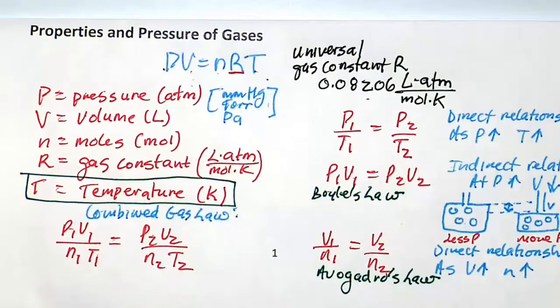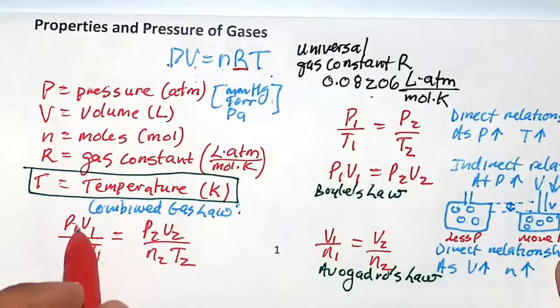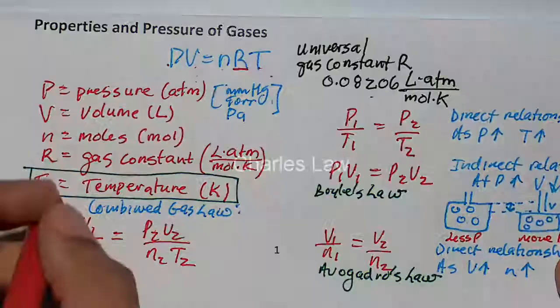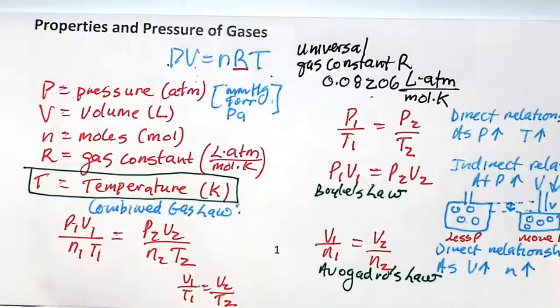One relationship that I forgot to mention amongst these three relationships was the relationship between volume and temperature. As you can see here, it's going to be V1 over T1 is equal to V2 over T2. So this is an example of another direct relationship. As you increase the temperature of a gas, the volume of that gas will increase.